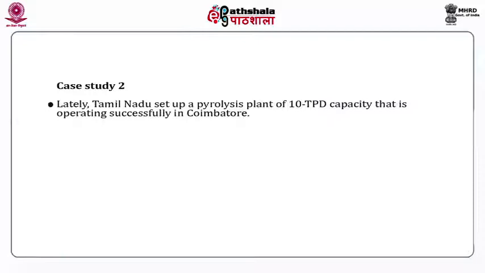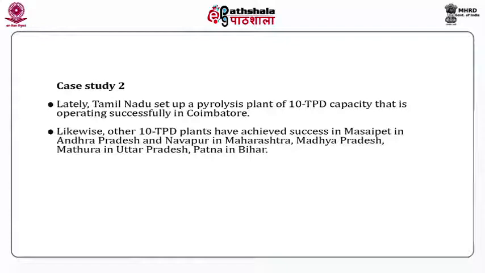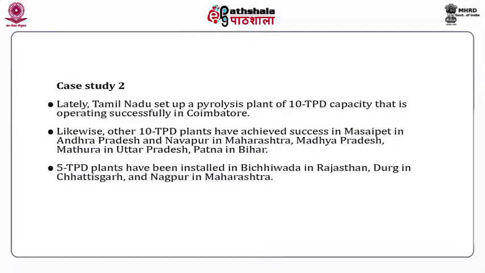Lately, Tamil Nadu has set up a pyrolysis plant of 10 TPD capacity and is operating successfully in Coimbatore. Likewise, other 10 TPD plants have achieved success in Masaipet in Andhra Pradesh and Nawapur in Maharashtra, Madhya Pradesh, Mathura in Uttar Pradesh, Patna in Bihar. Now, 5 TPD plants have been installed in Bichiwada in Rajasthan, Durg in Chhattisgarh and Nagpur in Maharashtra.